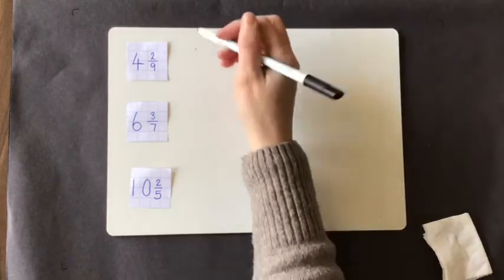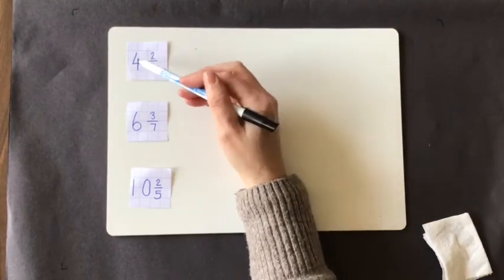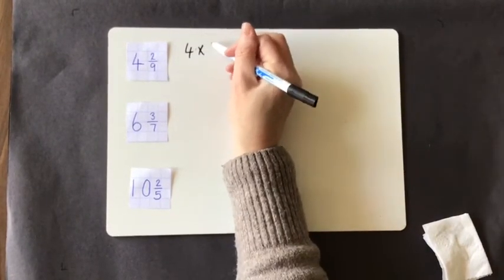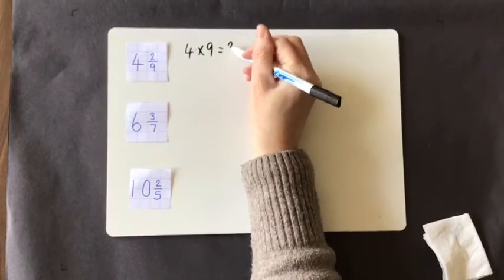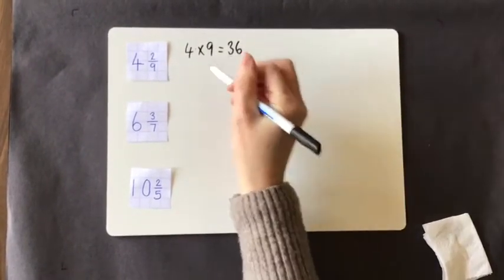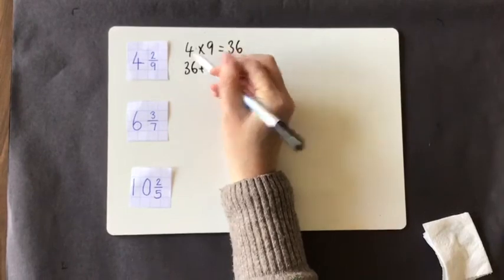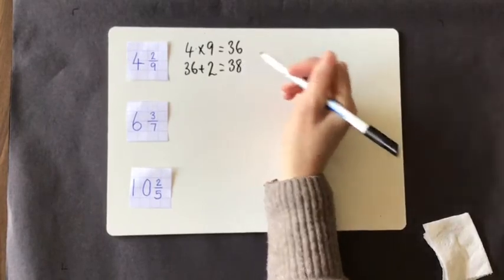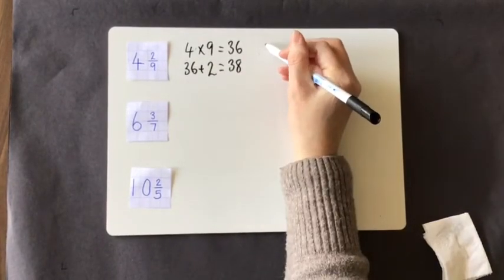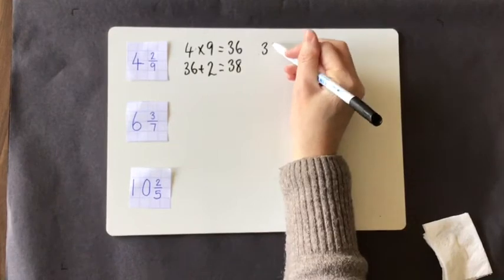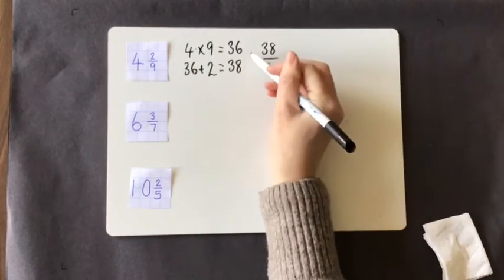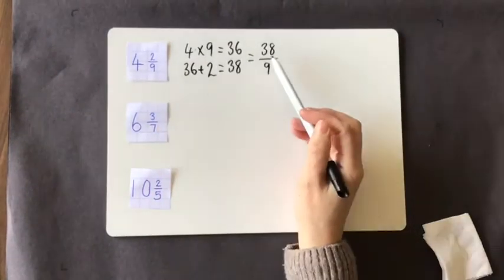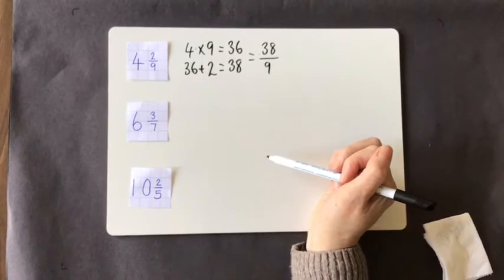Let's look at this first one then. So we've got 4 2/9. We need to do 4 times 9, which would equal 36. We're going to use that 36 and we're going to add it to the numerator, which is 2. We end up with 38. So we turn that into an improper fraction. So we end up with 38 ninths. 4 and 2 ninths as an improper fraction is 38 ninths.